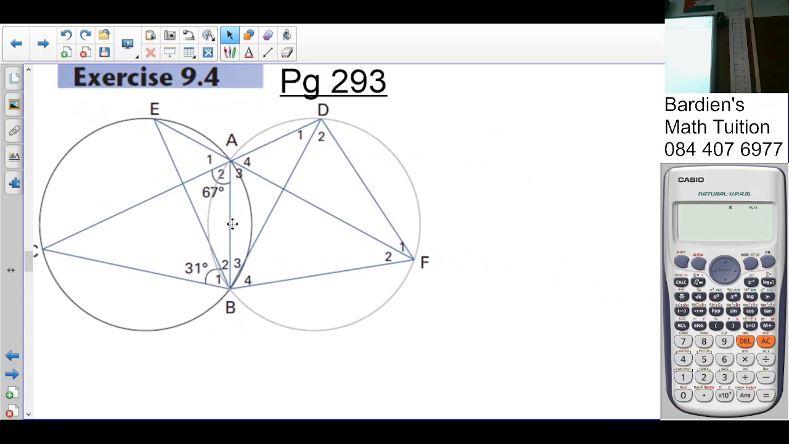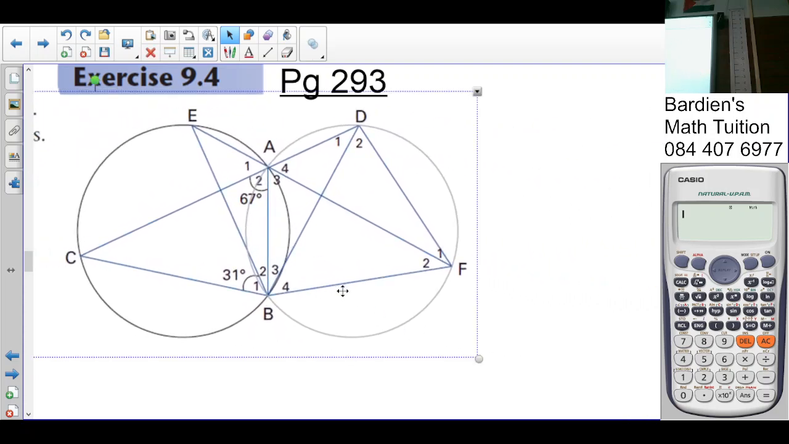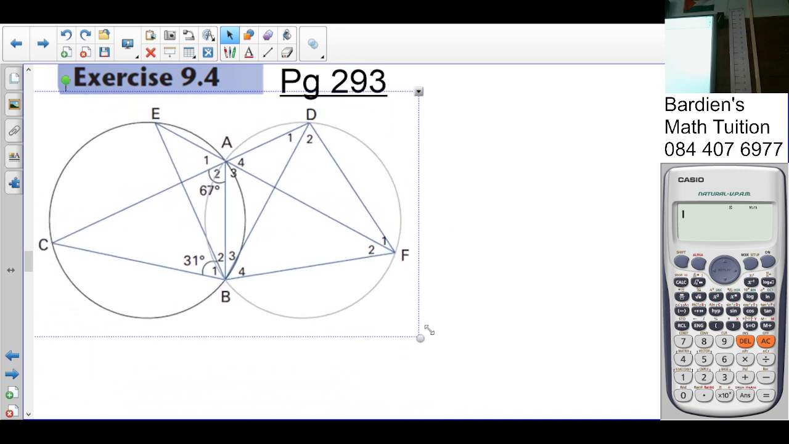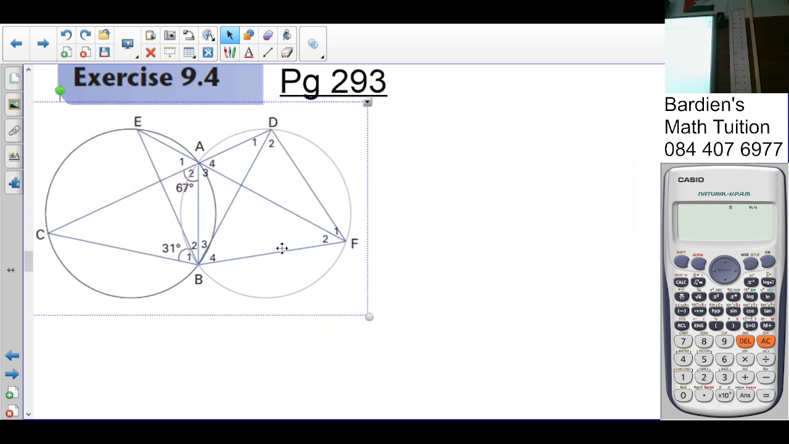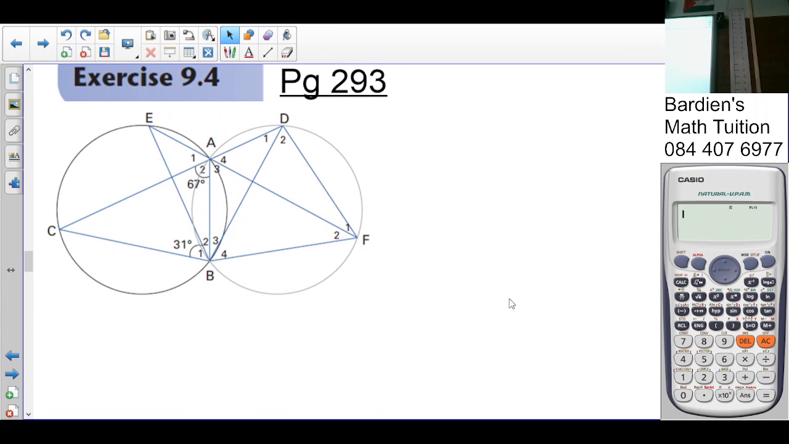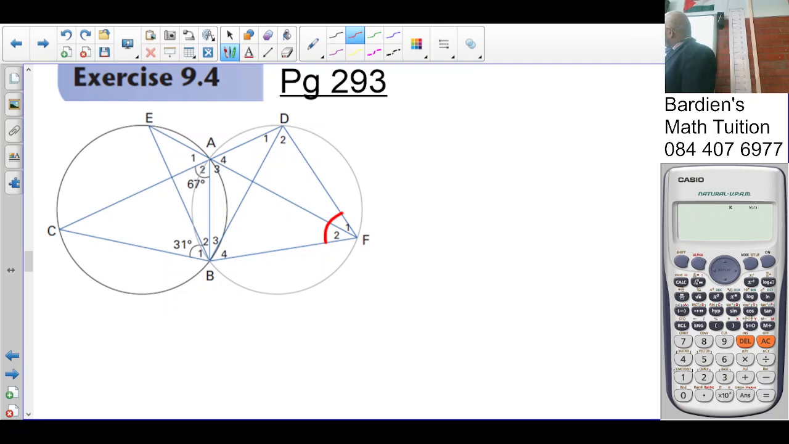I'm going to move this over. These two circles are fairly large. Here we go. They want you to work out angle DFB. So in other words, they want you to calculate this angle here. Right, so where do we start? We start with what we have, which is these angles here. So what can we say from the beginning?